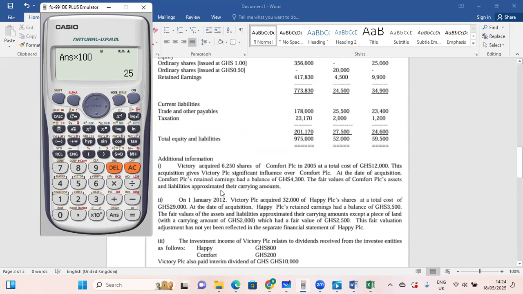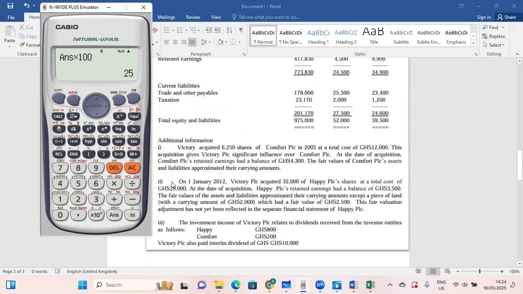Now, the second additional information here is saying, so here, this means that the relationship between Victory and Comfort is what? An associate, a parent and associate kind of relationship, right? So we will look into that.